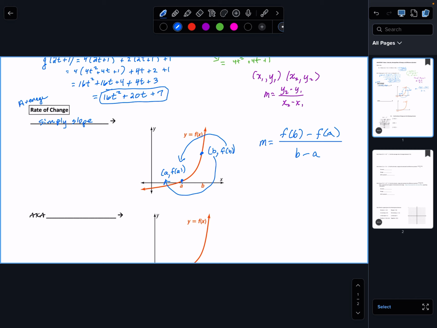And this is your average rate of change as x changes from a to b. On the interval from a to b, that's how we talk about it. On the interval from a to b, this is your average rate of change. And it also happens to be the slope of the secant line. And the secant line is a line that intersects in 2 points. It is the slope of that line.